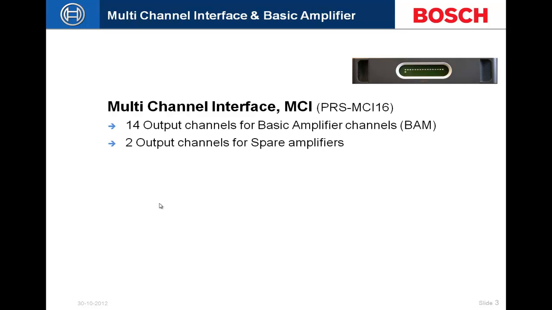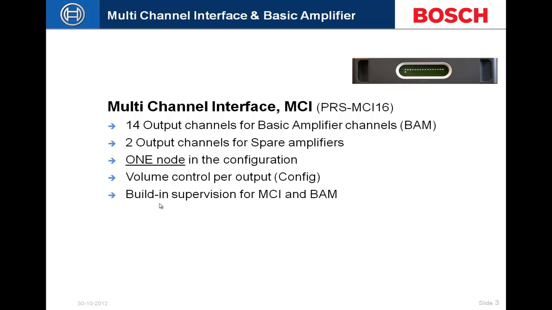The multi-channel interface itself has 14 analog outputs that will connect up directly to the basic amplifiers. 2 outputs of the 16 are dedicated to spare amplifiers, and it's one node within the configuration, which in a large system, if you're concerned about fiber length and you're trying to keep your node count low, the basic amplifiers are going to give you the ability to only have one node within the system and have a high volume of amplifiers connected up.